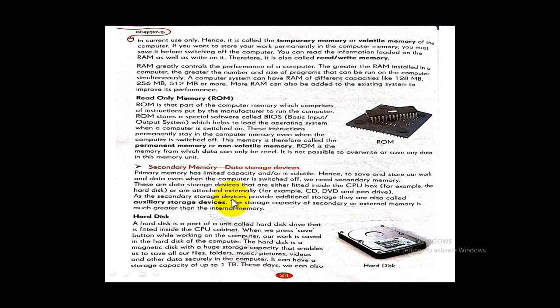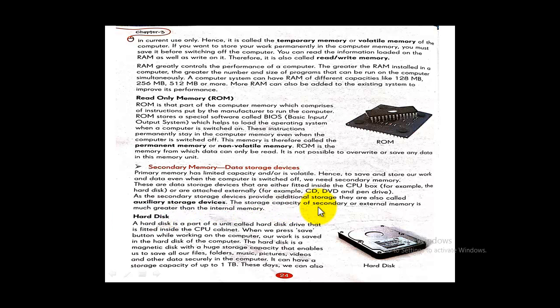As the secondary storage devices provide additional storage, they are also called auxiliary storage devices. A computer may have two hard disks also. Remember, if one is not enough, then we can put two hard disks. If there is a 500 GB hard disk, we can add another 500 GB. So the secondary storage devices provide additional storage, which is why they are also called auxiliary storage devices.